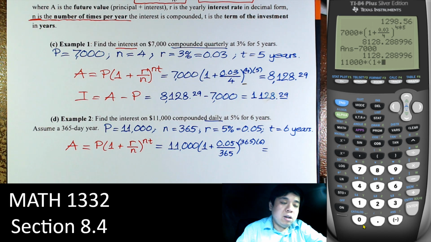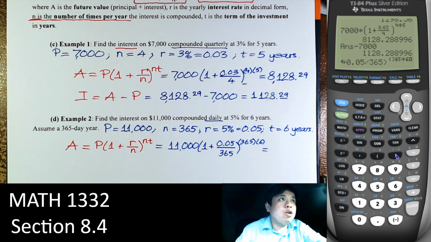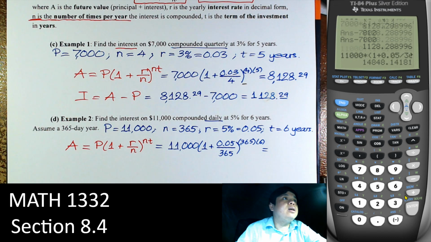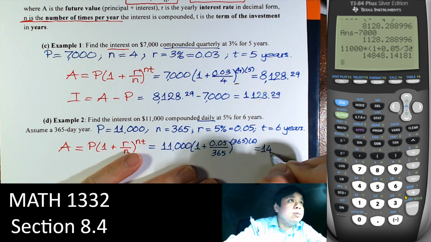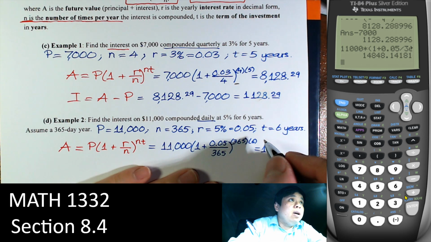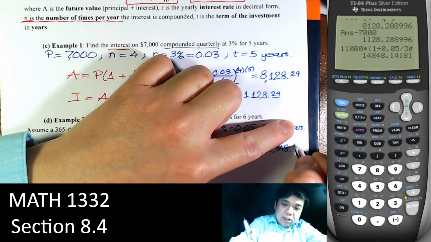One plus 0.05. If we don't want a fraction, we just do that. Right? And then the power. If your calculator doesn't do that, make sure there's a parentheses around everything in the exponent. Right, we have 14,848.14.